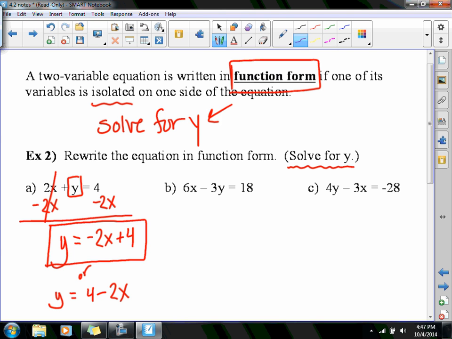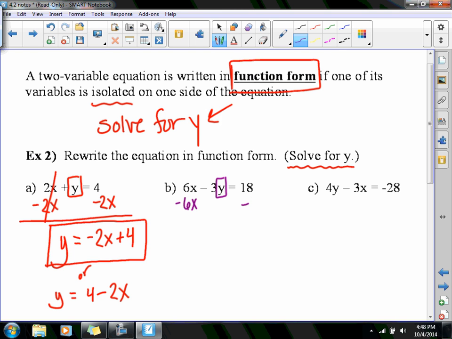Okay, for part B, we're going to do the same thing. We're going to solve for y, except now the y has a number that it's being multiplied by as well. So I'm going to box in the y, and I know I have to get rid of the 6x by subtracting it over to the other side, and I have to get rid of this minus 3 or this negative 3 by dividing it to the other side. And when I have an addition and subtraction and a multiplication and division step that I have to undo, remember we undo the addition or subtraction first.